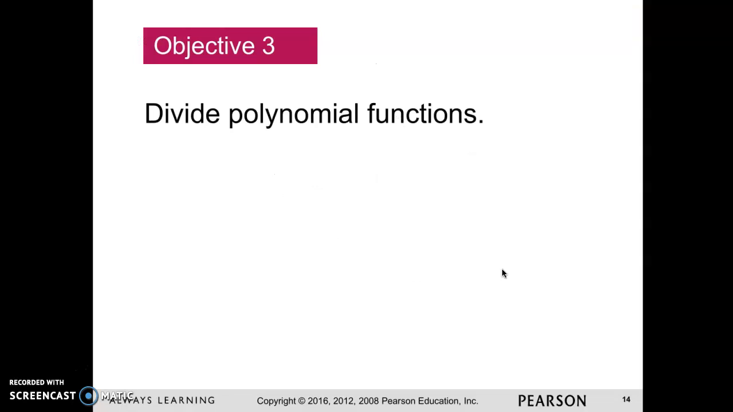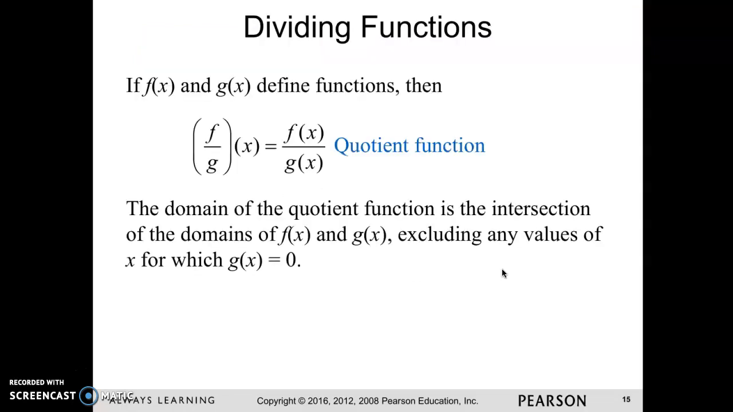The last objective is dividing polynomial functions. If I have a function denoted as f of x, and another function denoted as g of x, and I'm going to divide them, the division of the two is called the quotient function. The domain of this quotient function is actually the intersection of the domains of the two. So it's not the union, it's the intersection.